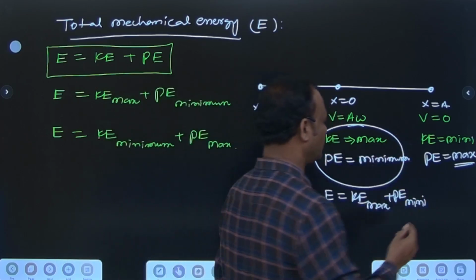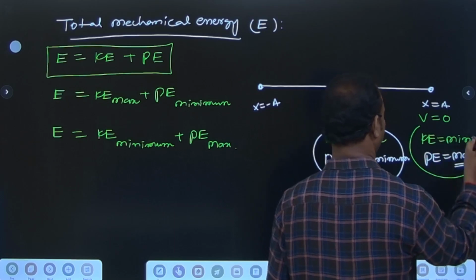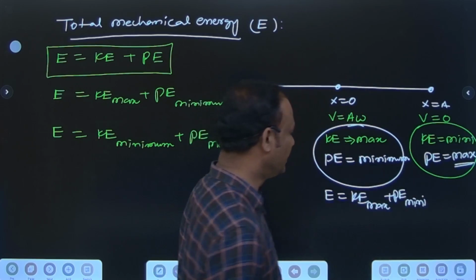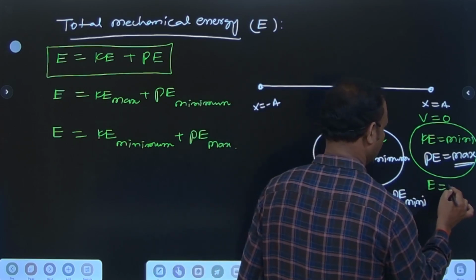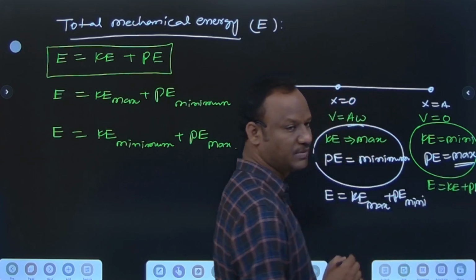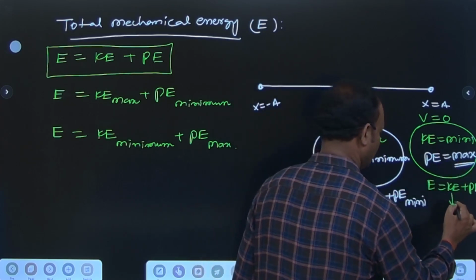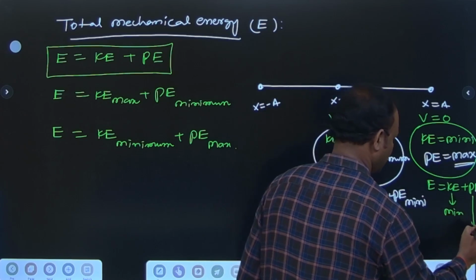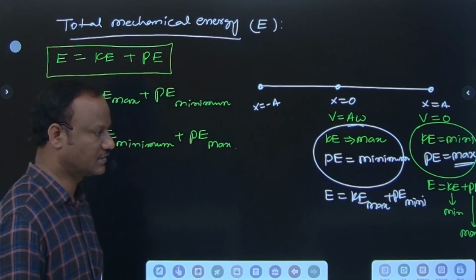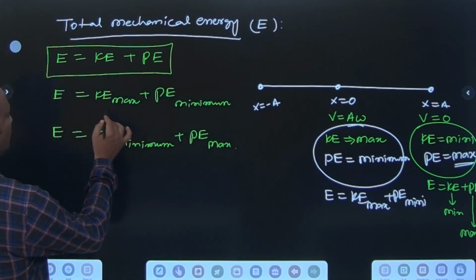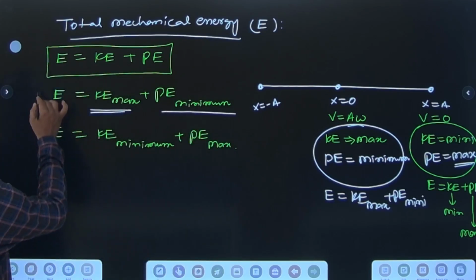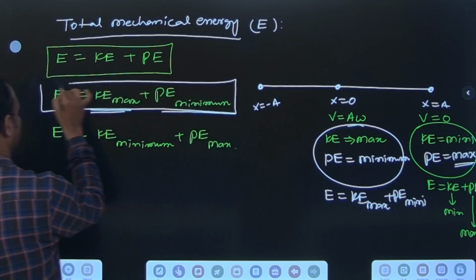If you want to write at this position, so what is this? This is the condition at extreme position. Kinetic energy maximum, potential energy minimum. Now total mechanical energy E is equal to kinetic energy plus potential energy. Which is maximum and which is minimum? Kinetic energy is minimum. Potential energy is maximum. So that's what I'm trying to say. Here one is maximum, next one is minimum. This is the total mechanical energy.